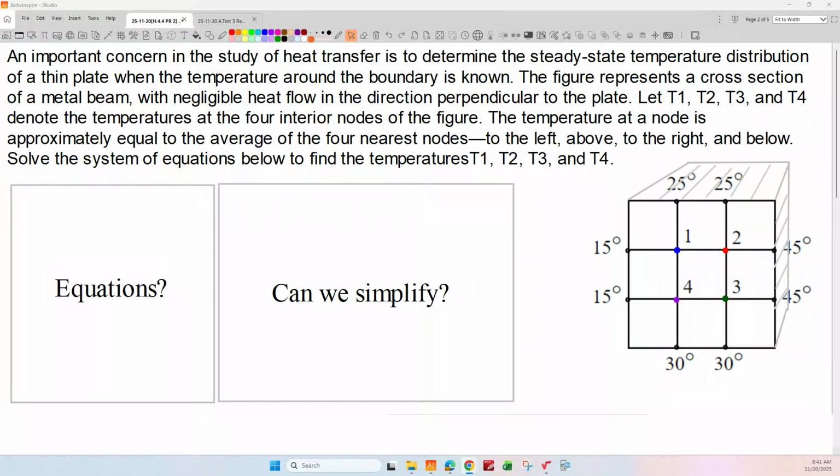We're supposed to determine the steady state temperature distribution of a thin plate when the temperature around the boundary is known. The figure represents a cross section of a metal beam. So here's the cross section of the metal beam, right? It's like we cut through this metal beam with negligible heat flow in the direction perpendicular to the plate.